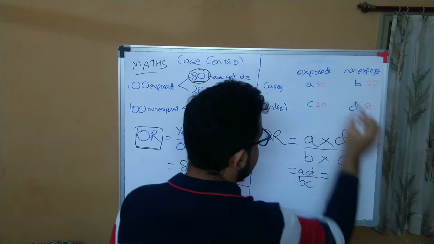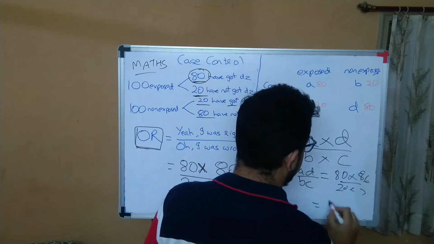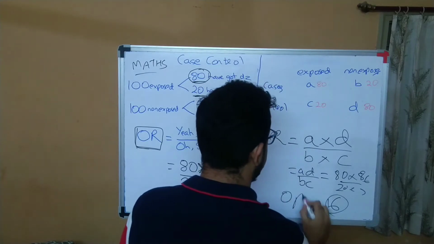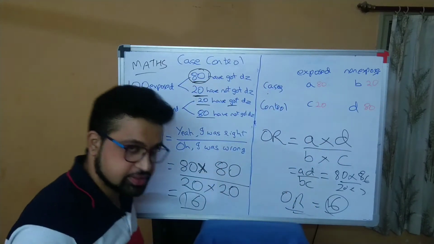The same thing. AD, 80 into 80, divided by 20 into 20, right? So it is 16. Odds ratio is 16. So if you want to go with this, you can go with this. Otherwise, this is amazing, right?